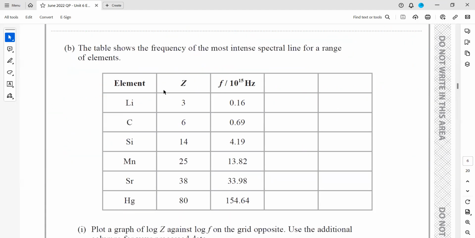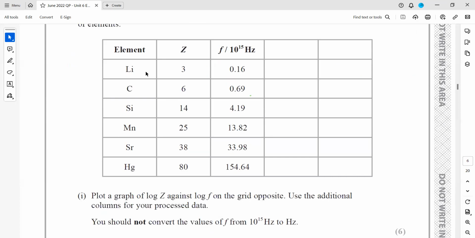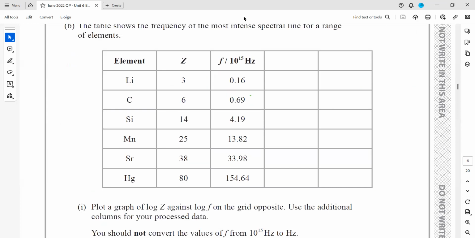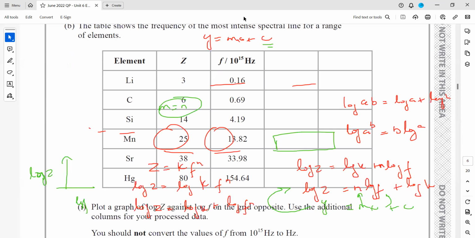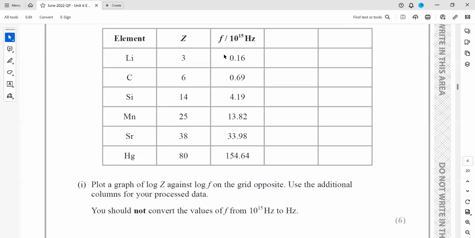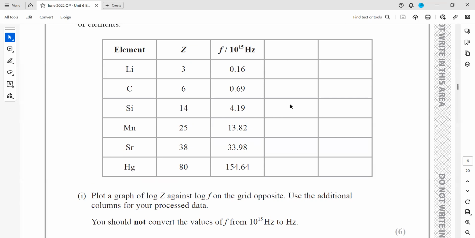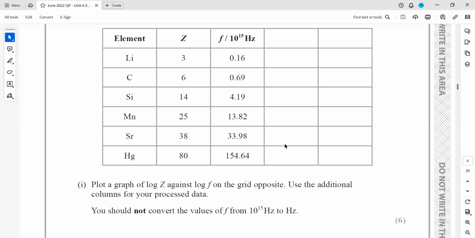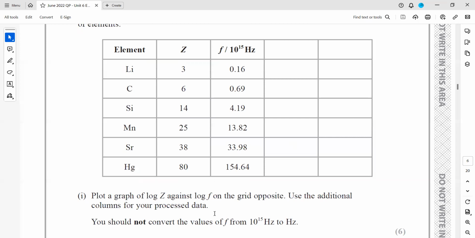In part B, the table shows the frequencies for the most intense spectral line. So we have to plot a graph between log z and log f, in which the log z is on y-axis. You should not convert the value of f from 10 power 15 hertz to hertz. Like no need for conversion.